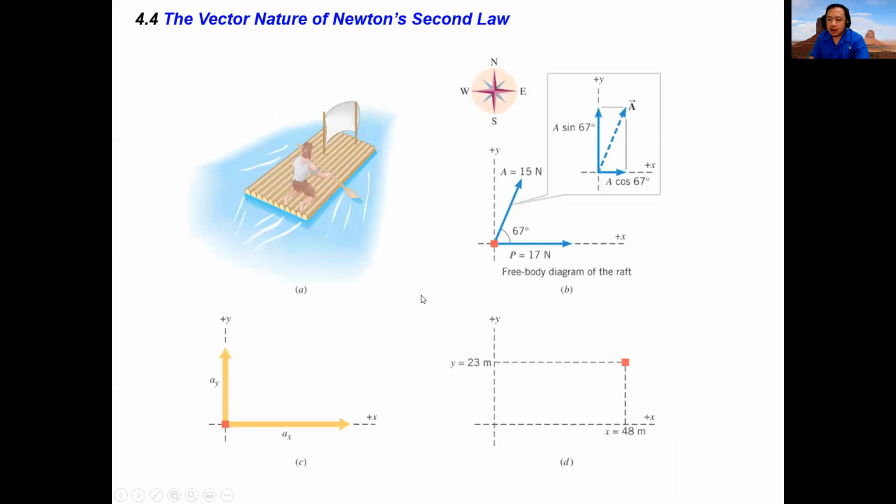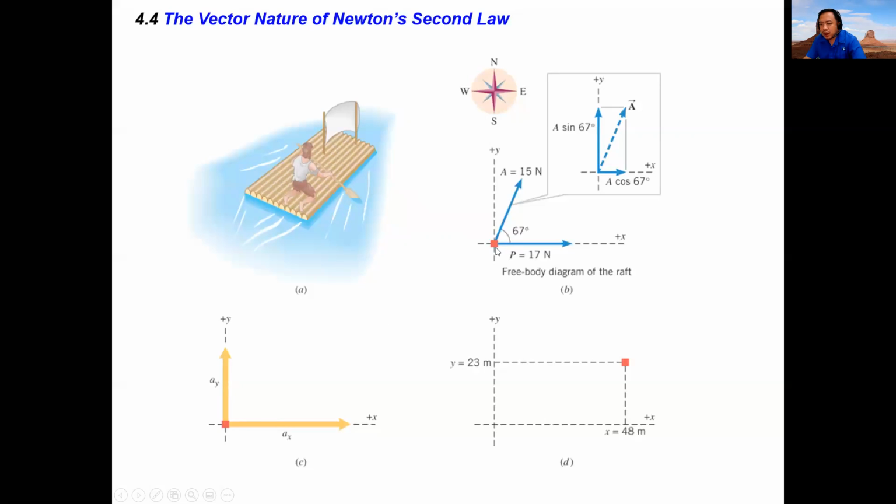Like a problem in the book by Cutnell and Johnson. We have here a guy paddling a boat, and the forces are shown here. There's a 15 newton force, and there is a 17 newton force.